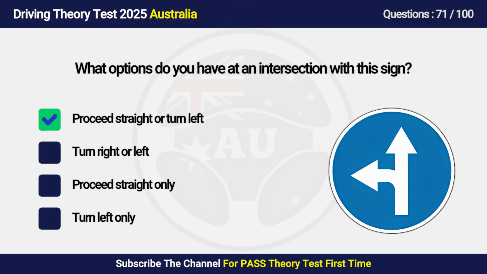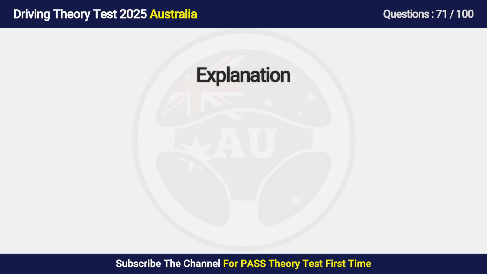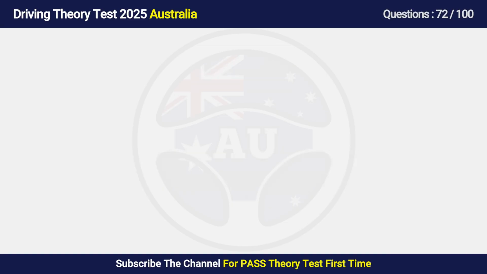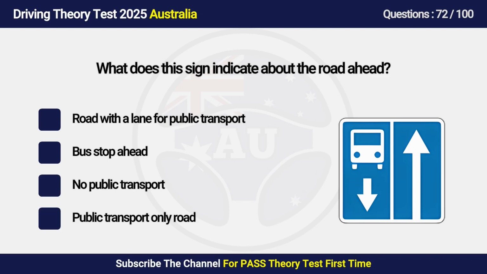Answer is A. Proceed straight or turn left. This mandatory sign indicates that vehicles in this lane or at this intersection may either proceed straight ahead or turn left. Question 72. What does this sign indicate about the road ahead?